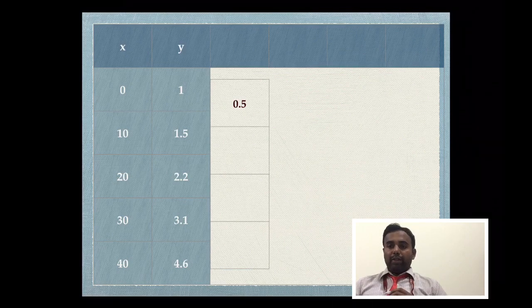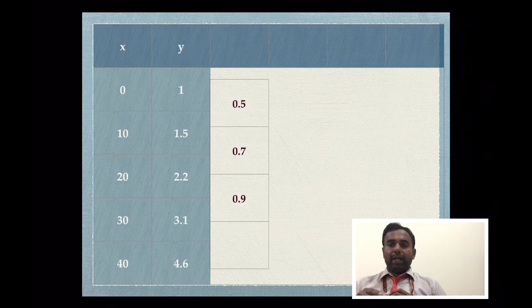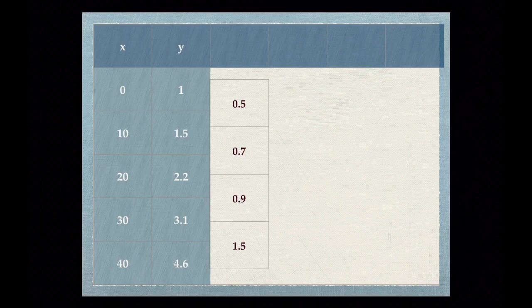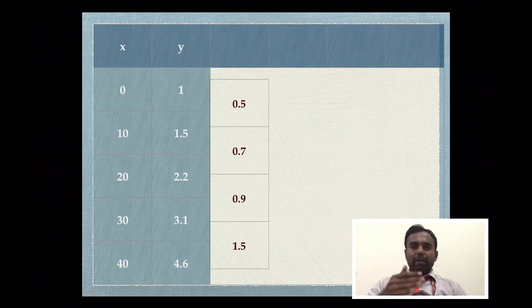After writing it vertically, our target is y1 minus y0, which is 1.5 minus 1, which is 0.5. 2.2 minus 1.5, which is 0.7. 3.1 minus 2.2, which is 0.9. 4.6 minus 3.1, which is 1.5. Comfortable? I want you to look into this. I will not explain this in detail. It's a very simple problem of subtraction.